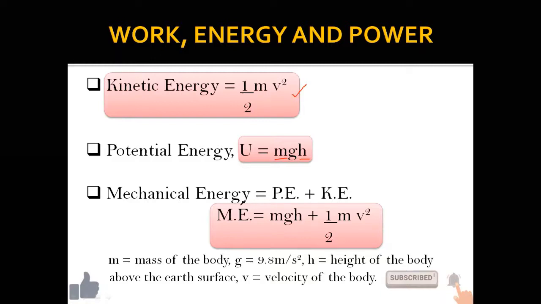Now mechanical energy is the sum of the potential as well as kinetic energy, so here we have written potential energy plus kinetic energy, so mechanical energy is equal to mgh, the value of potential energy, plus 1 by 2 mv square, the value of kinetic energy. So here m is the mass of the body, g is equal to 9.8 meter per second square, height of the body h above the surface, v is the velocity of the body.